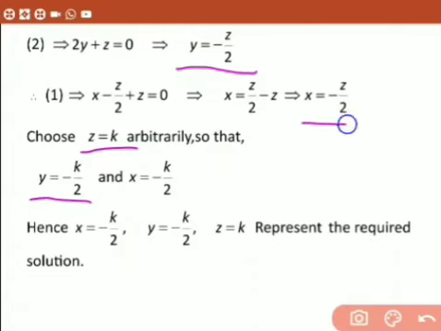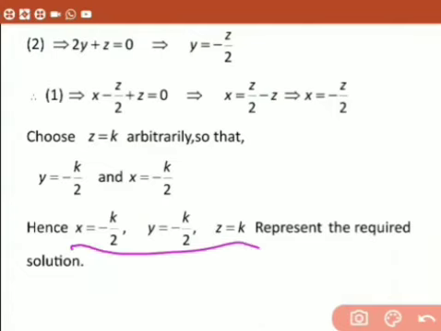And similarly we have x is equal to minus z by 2. This implies x is equal to minus k by 2, because here we have chosen z is equal to k. So this implies x is equal to minus k by 2, y is equal to minus k by 2, and z is equal to k, which represents the required solution.